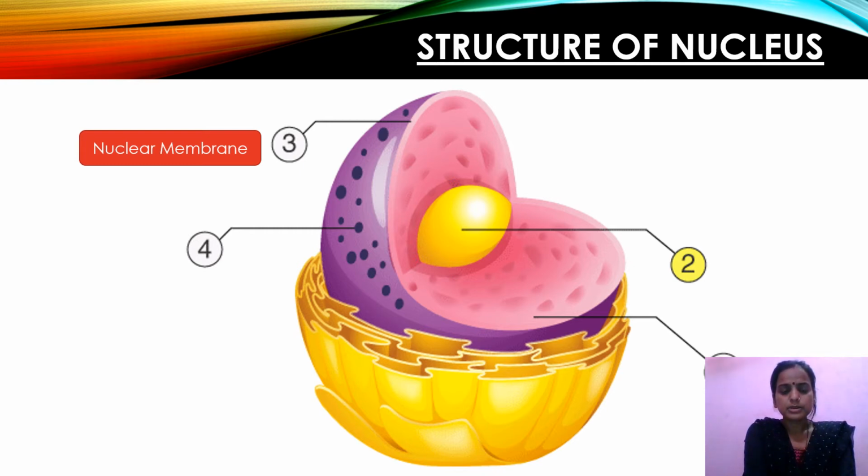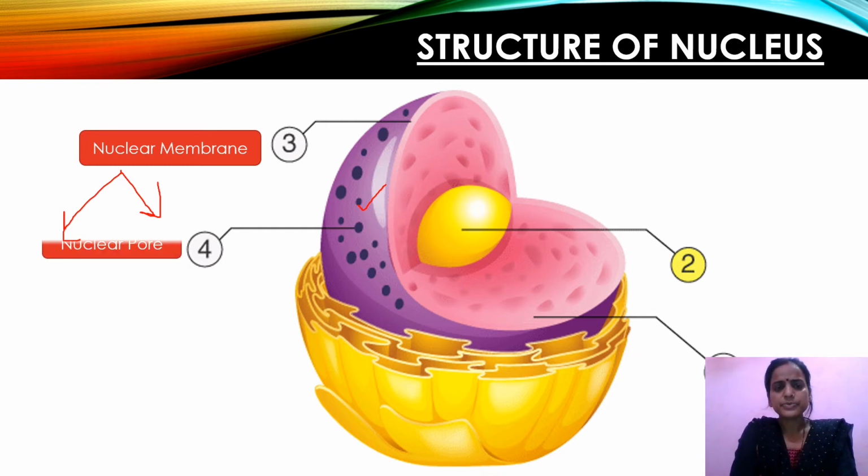Just a minute, students. So this is the nuclear membrane. We know that the nuclear membrane consists of two layers, an outer layer and an inner layer. We'll be discussing that later on. Next, nuclear pores, which are tiny holes present on the nuclear membrane.